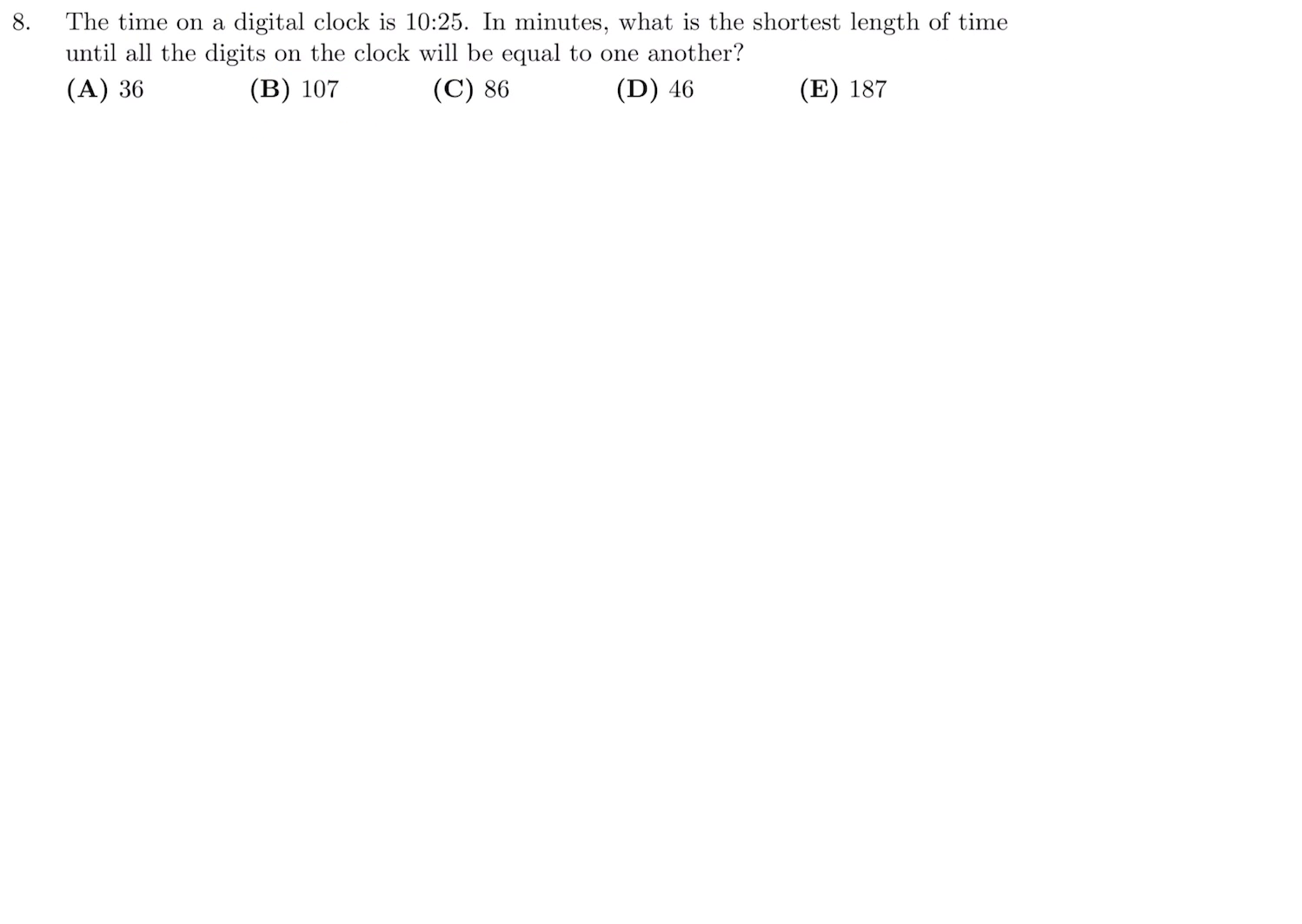The time on a digital clock is 10:25. In minutes, what is the shortest length of time until all the digits on the clock will be equal to one another? So we have 10:25, and the next time the digits are all equal is when it's 1, 1, 1, 1. So we have to figure out how much time has elapsed from 10:25 to 11:11. And obviously, 10:25 to 11 is 35 minutes, and then plus another 11 minutes. So that's 46 minutes. So number 8, the answer is D.